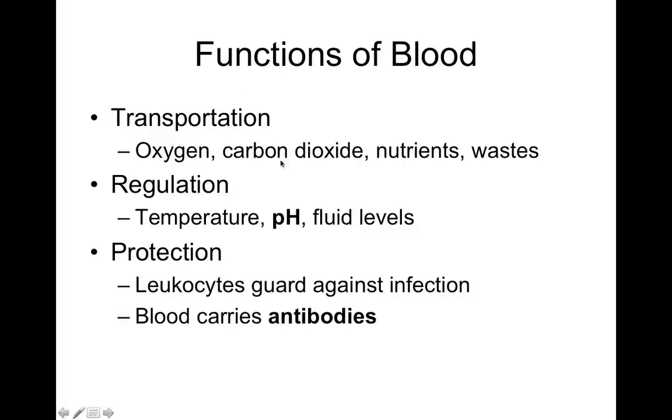So oxygen, carbon dioxide, nutrients, and wastes are transported by blood. It's involved in regulating things like body temperature, because if there's a tissue that's warmer in your body, like internal organs, blood can pick up that heat and then carry that to other tissues in your body that might be more cool, so it helps distribute temperature around your body.